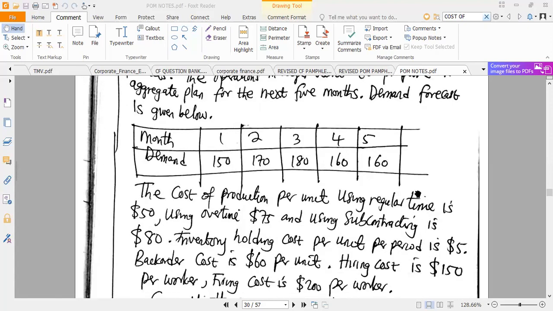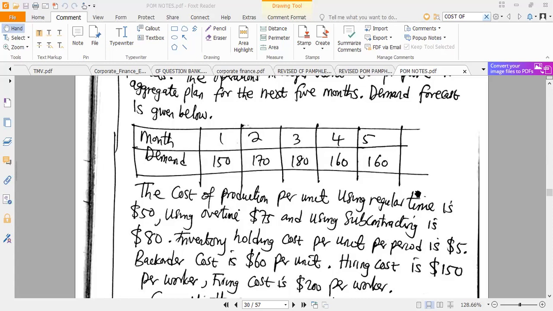All right, then the question continues and says the cost of production per unit using regular time is $50, using overtime is $25, and using subcontracting is $80. Among these three, we know for sure that for the chase strategy, you shouldn't entertain overtime, you shouldn't entertain subcontracting, you shouldn't entertain the stock out. For the chase strategy, we only entertain hiring and laying off.